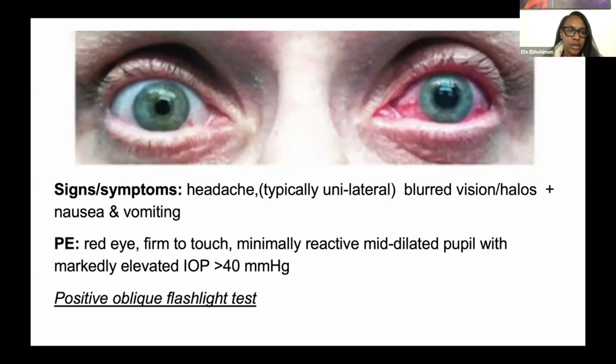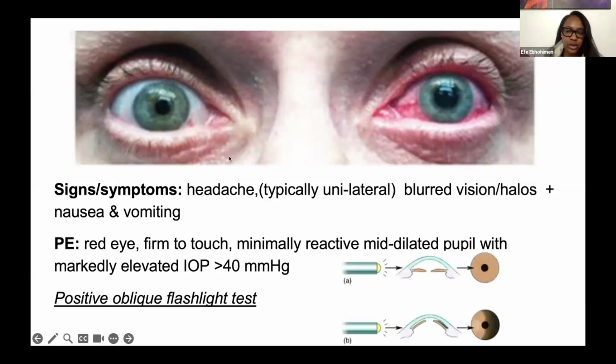And then one thing I did learn was you can also do something called the oblique flashlight test, and it's positive in these patients. You'll use a flashlight and take a look at the eye from the temporal view, and if they have nasal iris shadowing, that's an indication that there's increased depth of the anterior chamber, and that's usually positive in people who come in with acute angle closure glaucoma.